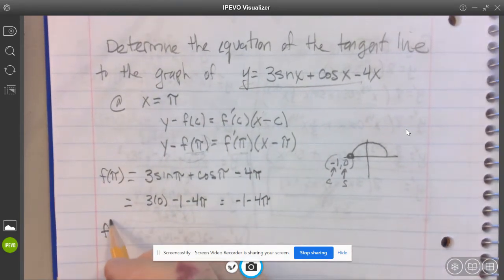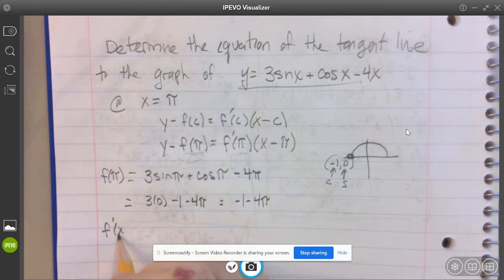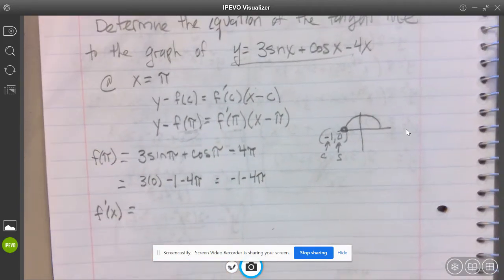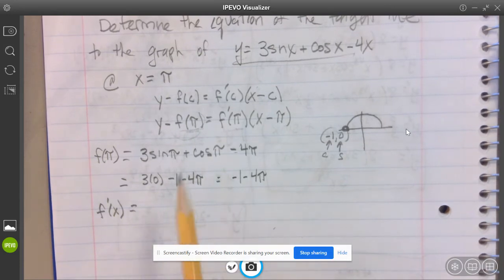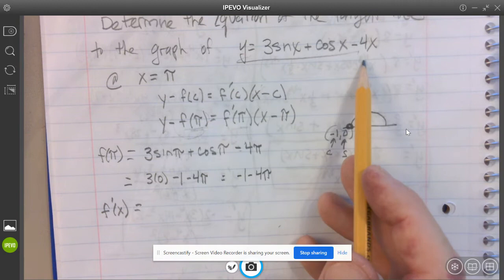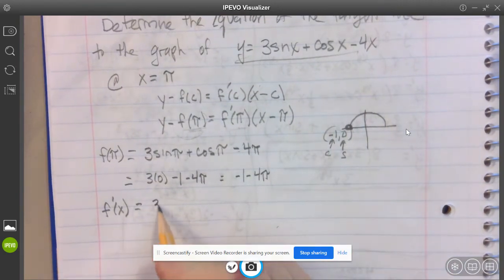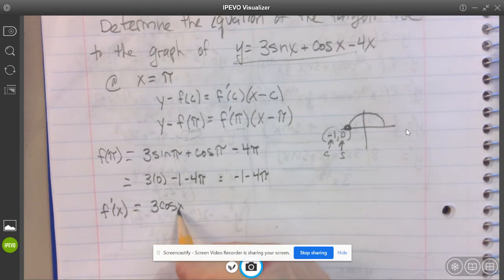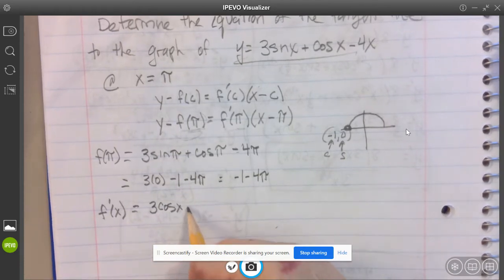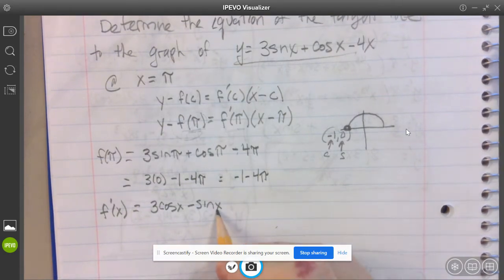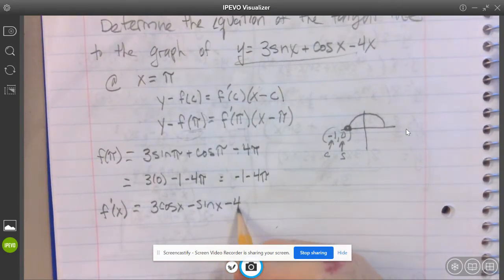Now we have to figure out what f prime of pi is. Before we figure out what f prime of pi is, obviously we have to figure out what f prime of x is, the derivative. So, taking the derivative of this, 3 is your constant multiple. The derivative of sine of x is cosine of x. The derivative of cosine of x is negative sine of x. And the derivative of negative 4x is negative 4.